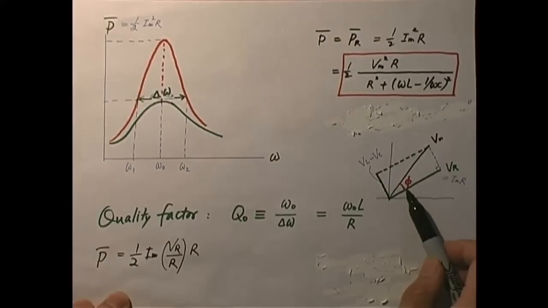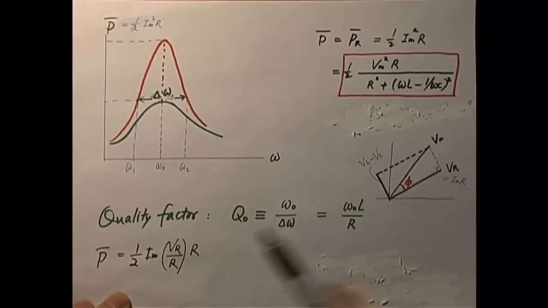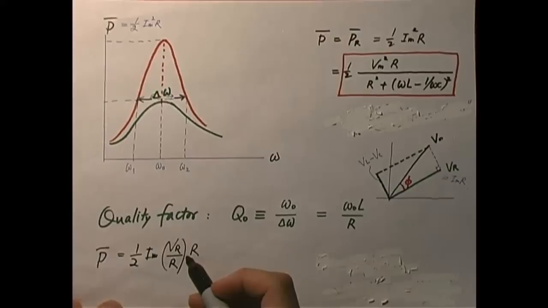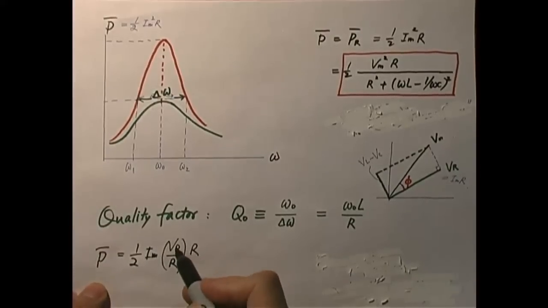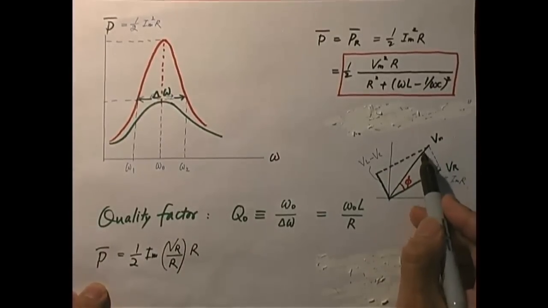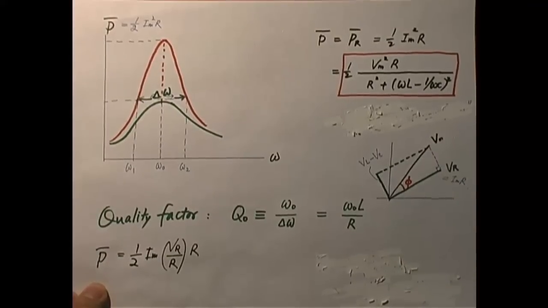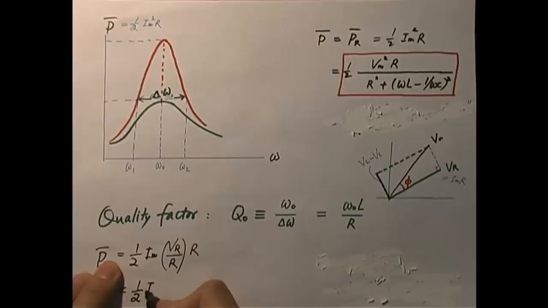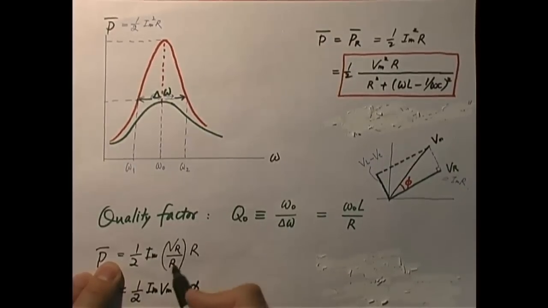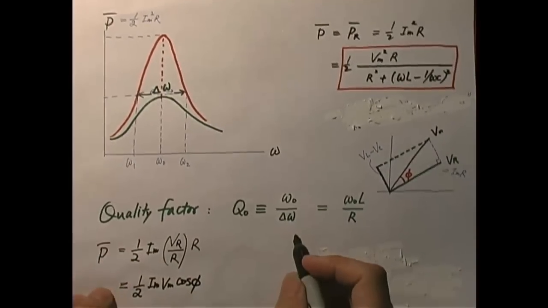So what I'm going to do now is, instead of VR, which I usually do not measure directly, express it in terms of Vm, the amplitude of the EMF: VR equals Vm times cosine phi. So I'm rewriting this as 1/2 I maximum V maximum cosine phi divided by R times R. So that R is gone.